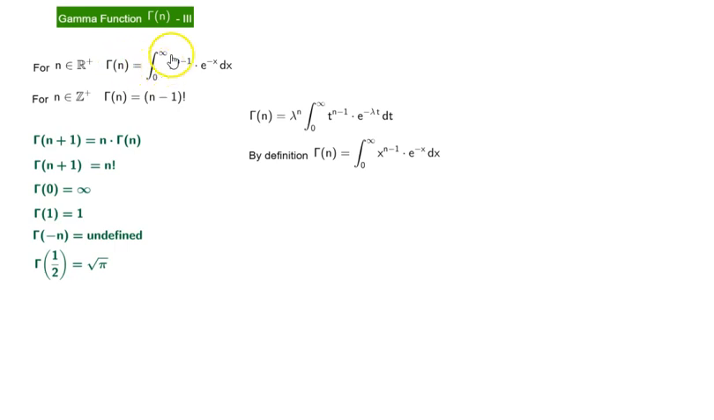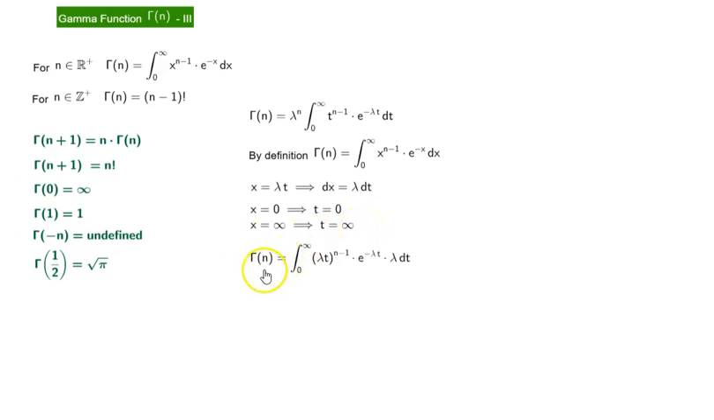By definition, gamma of n is equal to the integral from 0 to infinity of x to the power of n minus 1 times e to the power of minus x dx. So let's do substitution. x is equal to lambda t, which implies dx is equal to lambda dt. Now, taking care of the limits: when x equal to 0, t equal to 0. When x equal to infinity, t equal to infinity. Or rather, we should say, as x goes to infinity, t goes to infinity.